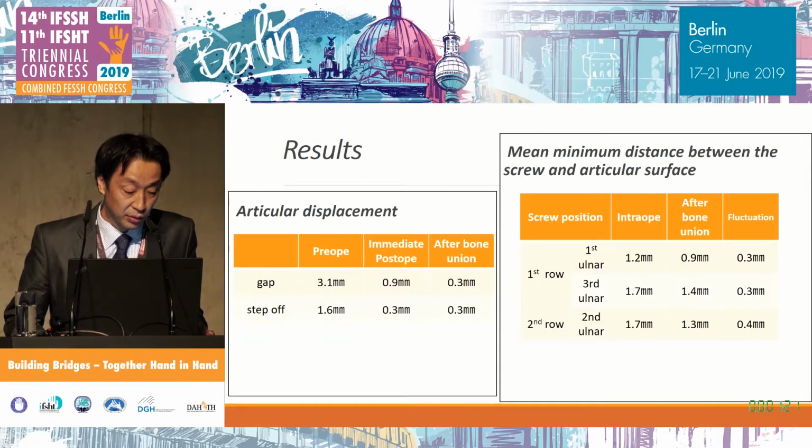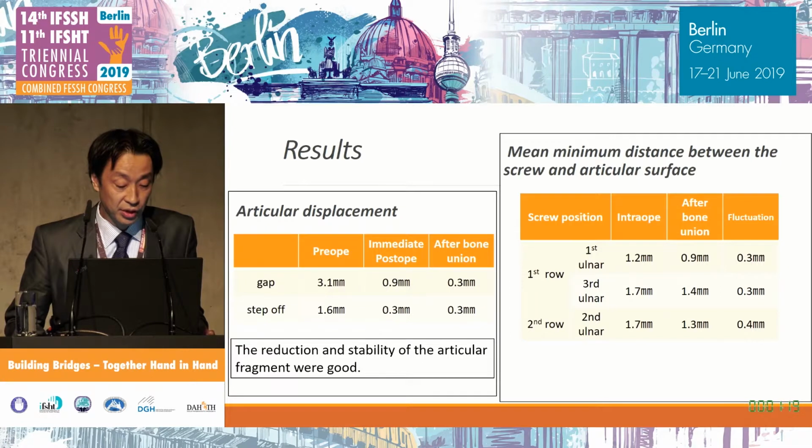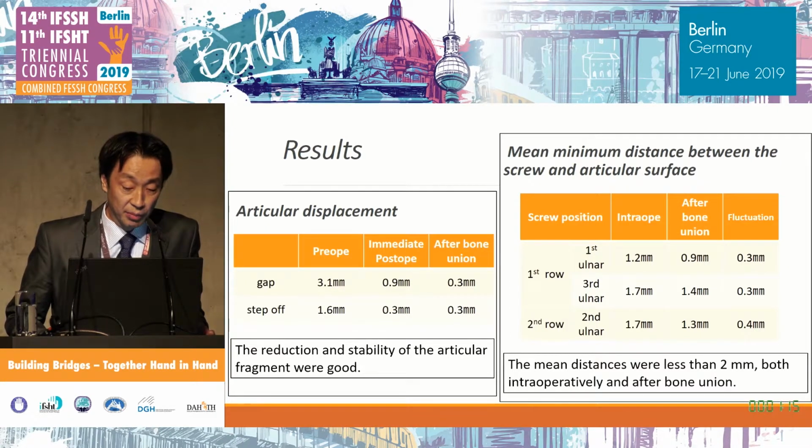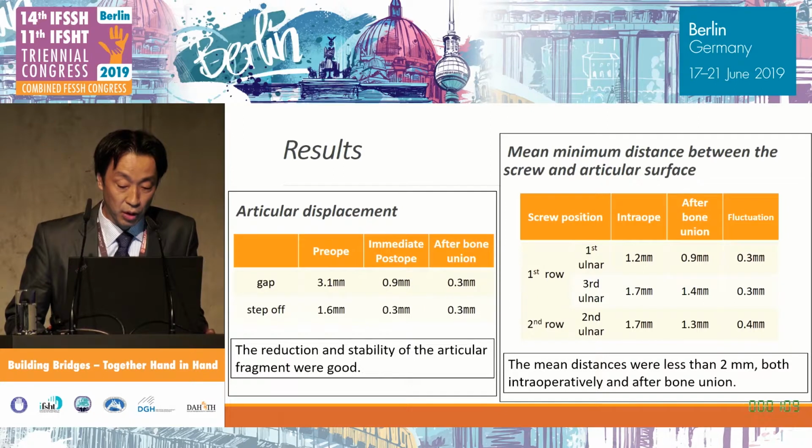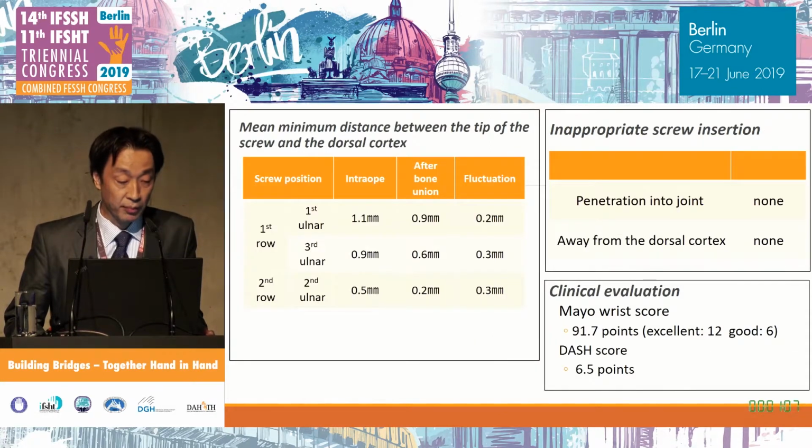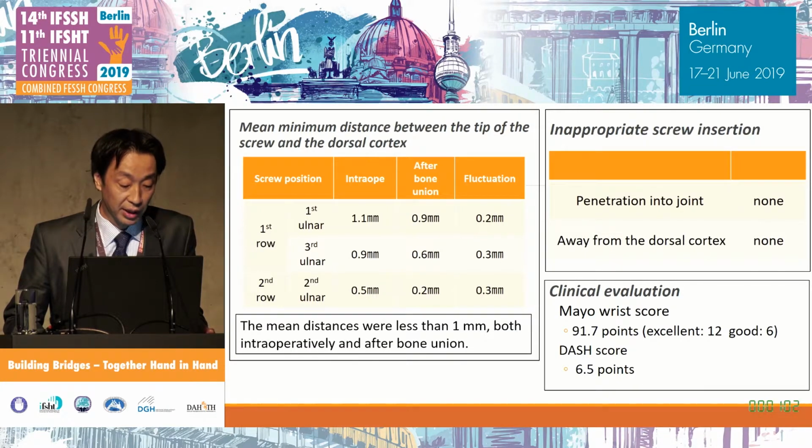The results showed that the reduction and stability of the articular fragment were good. The mean minimum distance between the screw and the articular surface was less than 2 mm both intraoperatively and after bone union. Fluctuation was minimal. The mean minimum distance between the tip of the screw and the dorsal cortex was less than 1 mm both intraoperatively and after bone union.